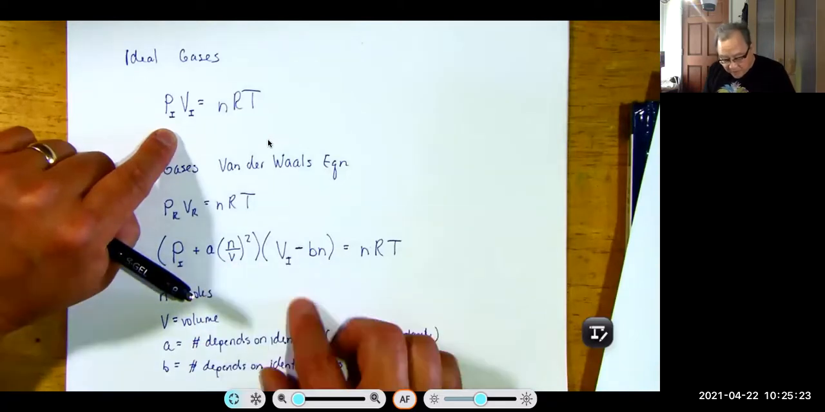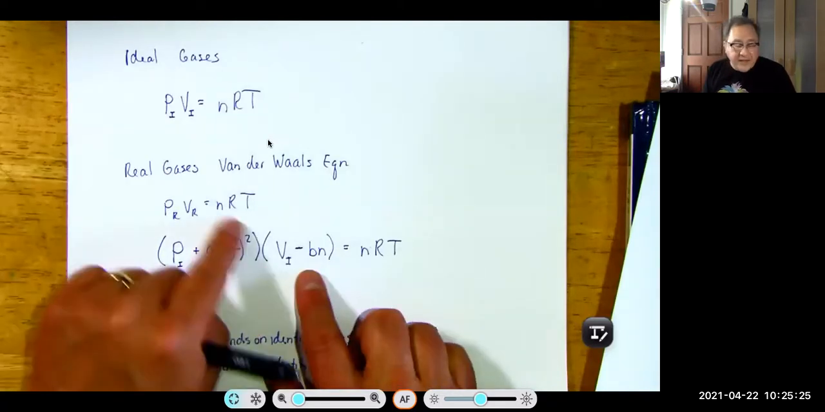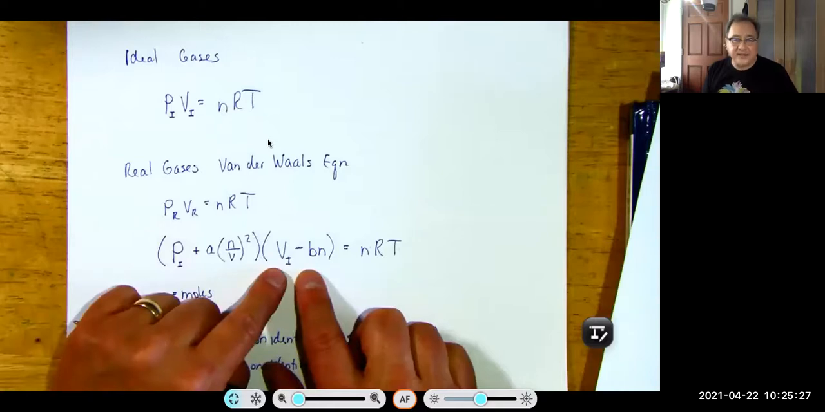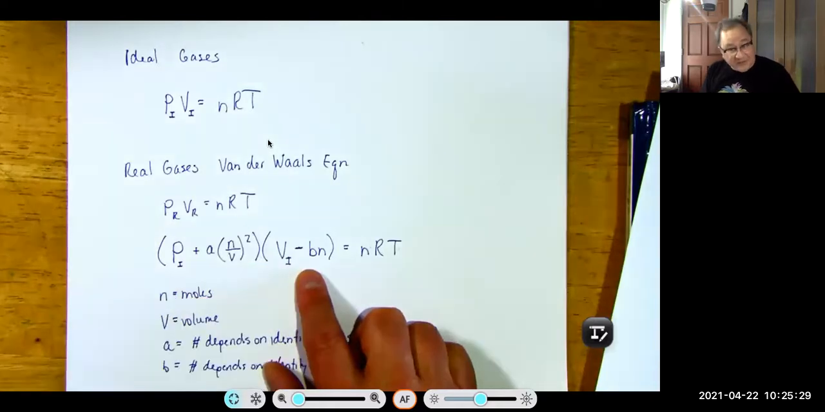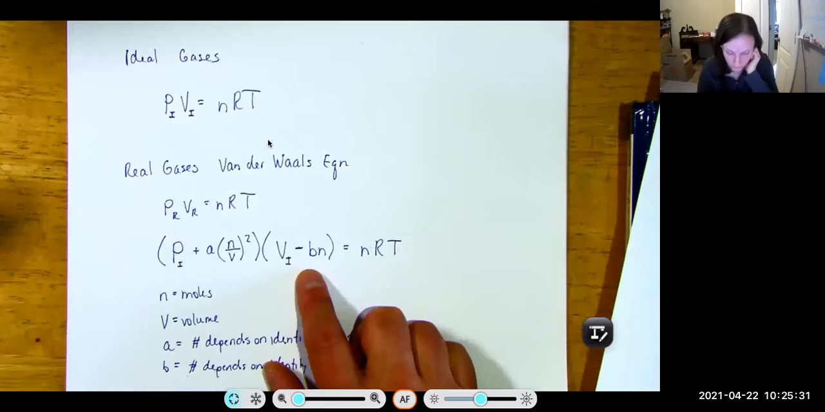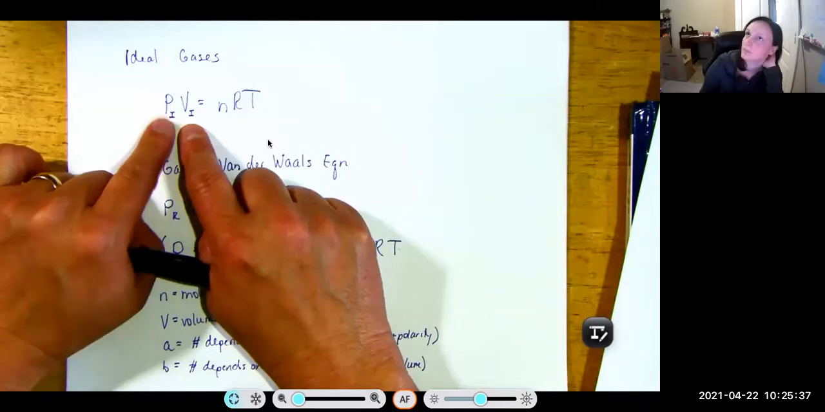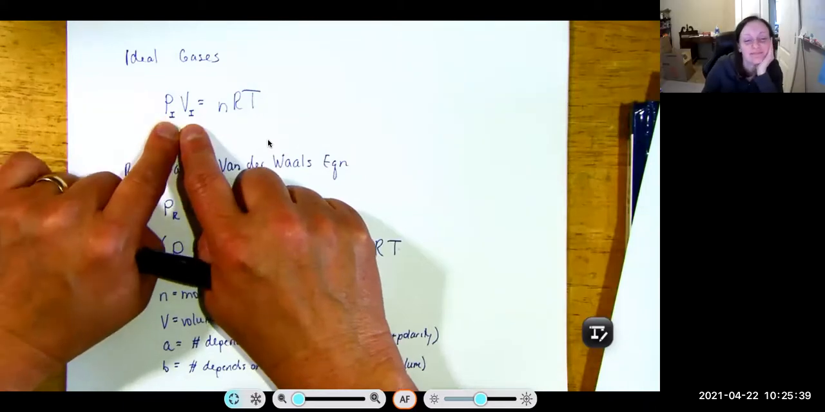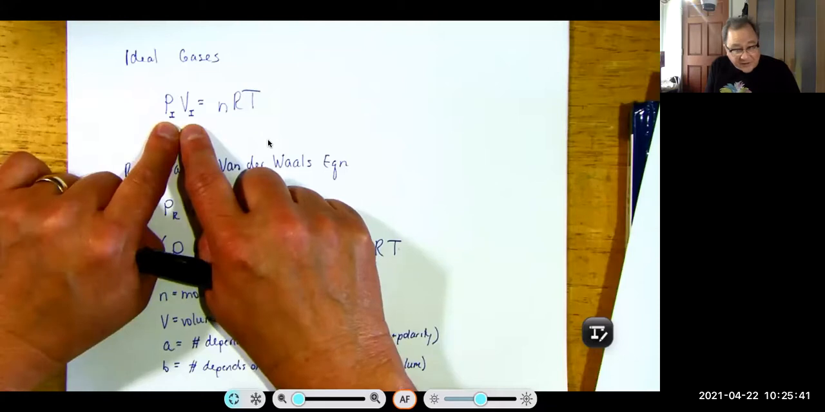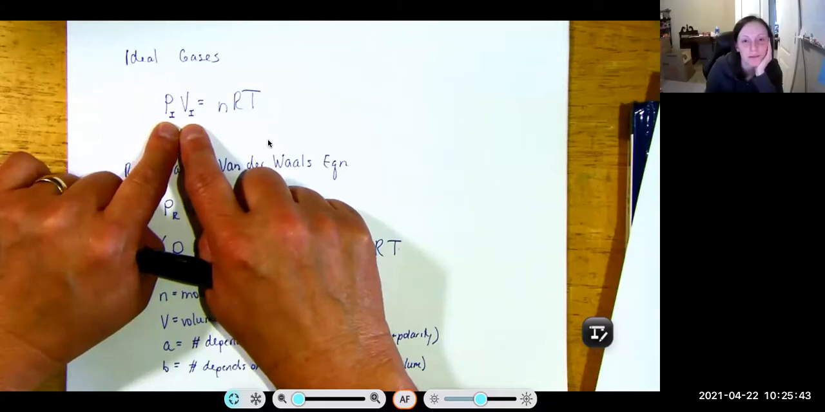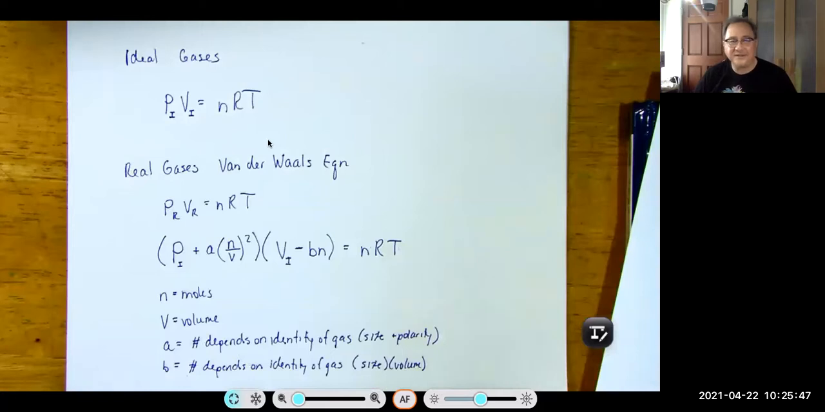But our real volume, we have to subtract a little bit. Let's subtract 1. 10 goes down to 9, right? So now this is 11 and this is 9. What's 11 times 9? 99. Okay, as opposed to 10 times 10, which is 100. So are they really that different? No. So these real gases are pretty much close to ideal gases.